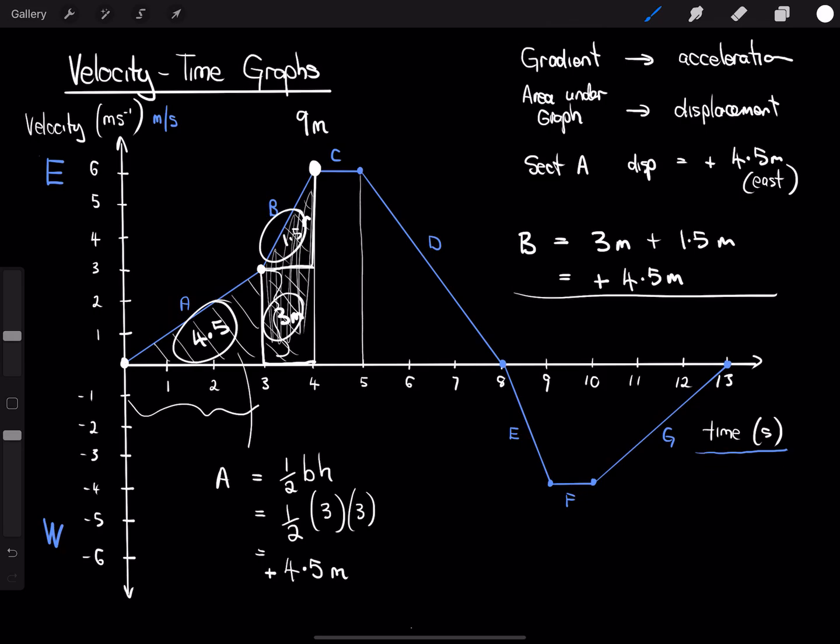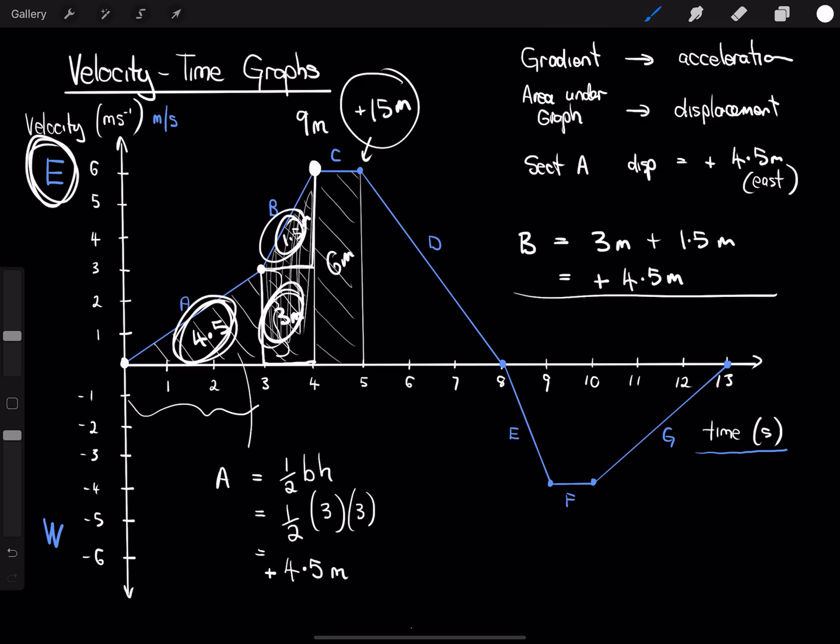If we want to work out where the object was 5 seconds after it started moving, then it would be this section plus this section plus this area under section C. The area of that is simply going to be 6 times 1, so that's going to be 6 meters. So at this point here, its displacement is now 9 plus another 6. It is now 15 meters east of where it started from.